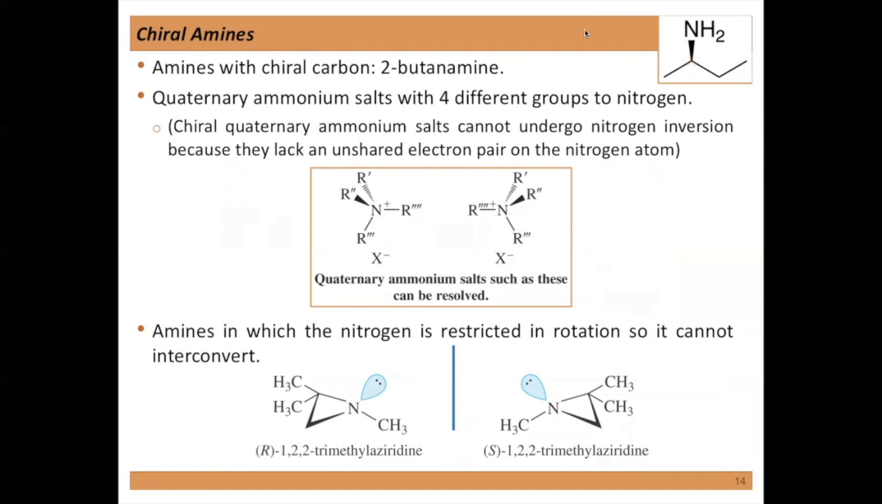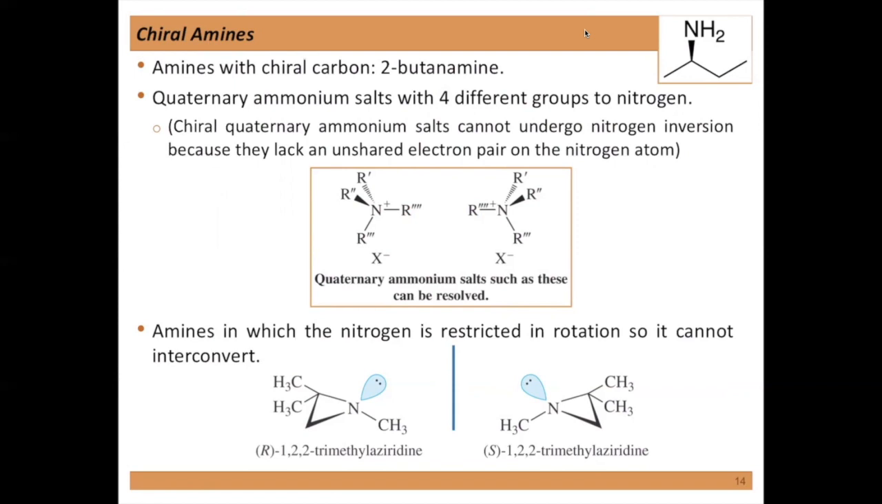Now we can have chiral nitrogens. They tend to be quaternary, so they're not chiral amines, they're quaternary ammonium salts. So again, if we protonate or we add an alkyl group onto that nitrogen, we can actually get two chiral forms, the R and the S, and they can actually be resolved, meaning they can be separated.